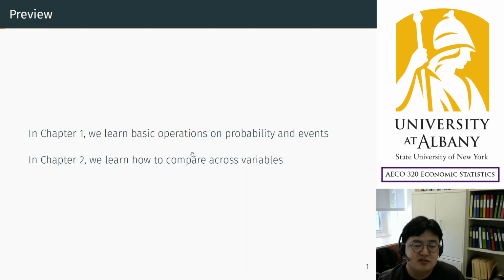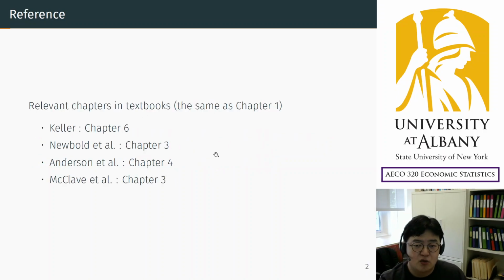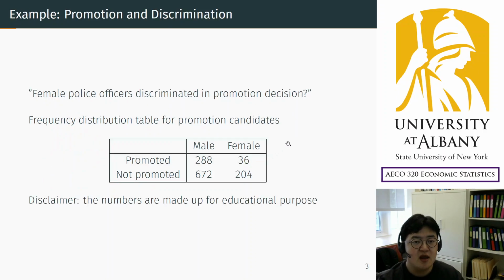So let me show you. In a chapter, you can just search for conditional probability. Any statistics textbook should have conditional probability. So let me start with an example. We are going to analyze data to answer a research question: are female police officers discriminated against in promotion decisions? This is our question. We would like to study that with data.